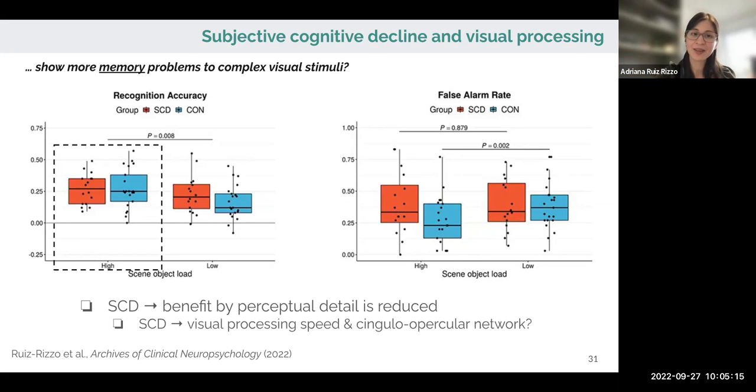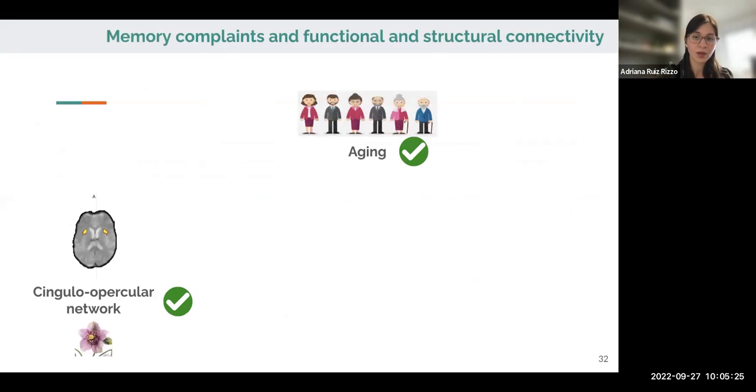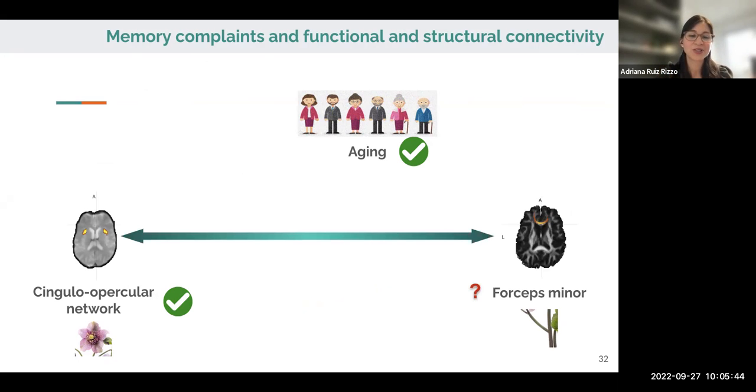So this could imply that maybe SCD could somehow affect visual processing speed and/or the cingulo-opercular network. We've already seen that there is an association between functional connectivity in the cingulo-opercular network and aging, but we don't know yet anything about the stems of the bunch of flowers. So we don't know much yet about the structural connectivity of the cingulo-opercular network.